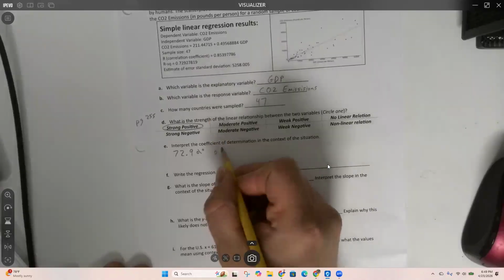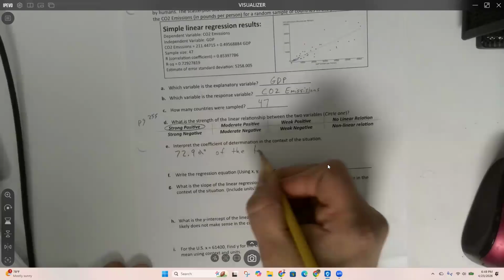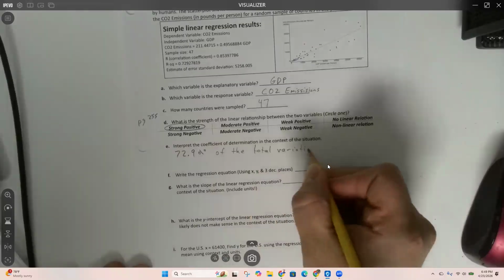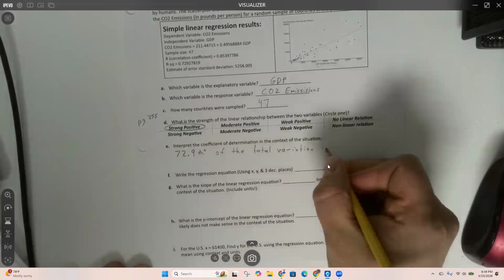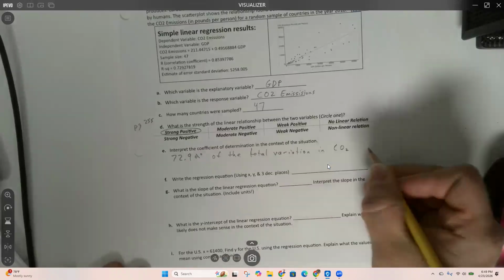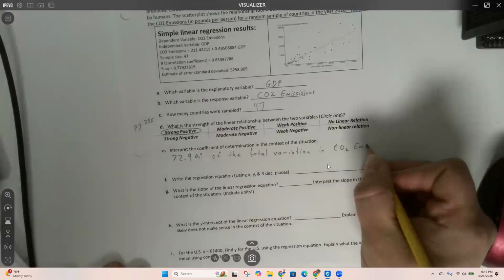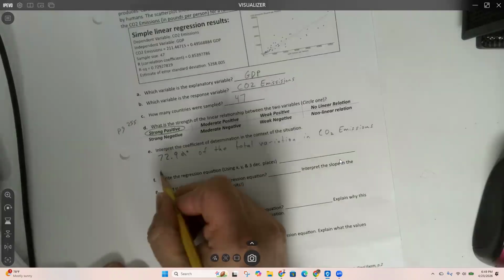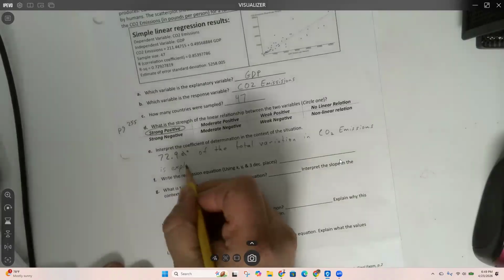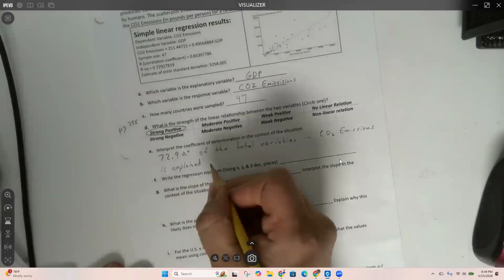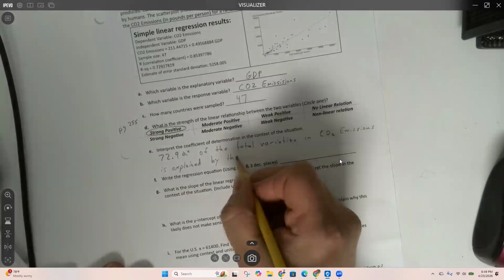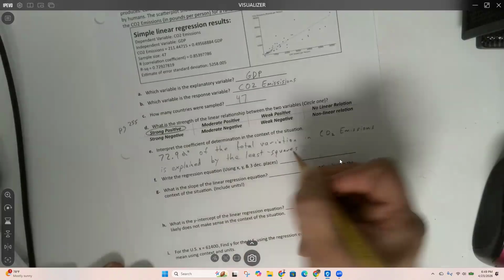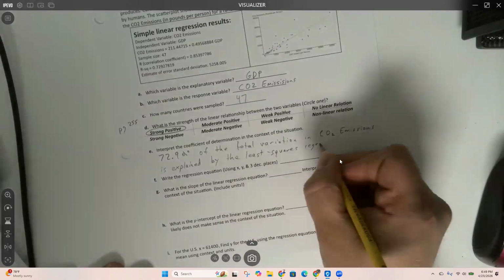72.9% of the total variation in CO2 emissions is explained by the least squares regression.